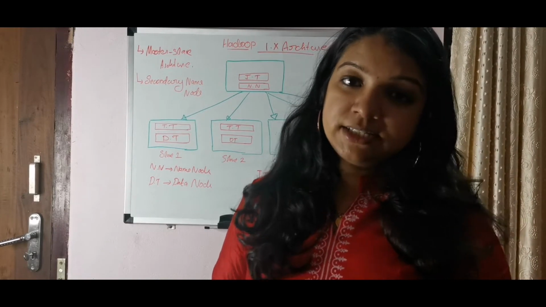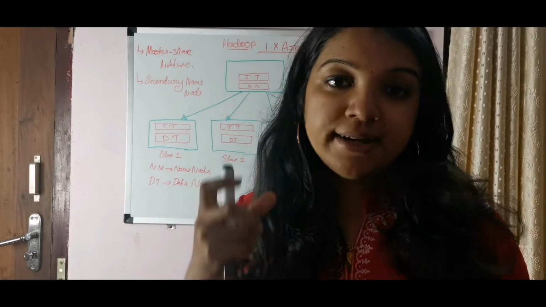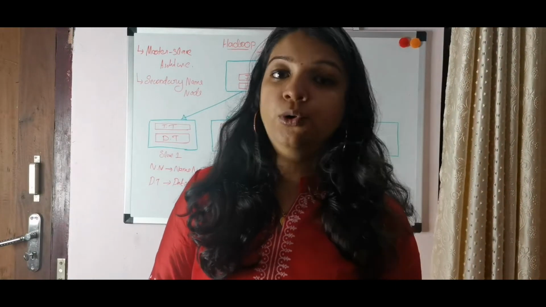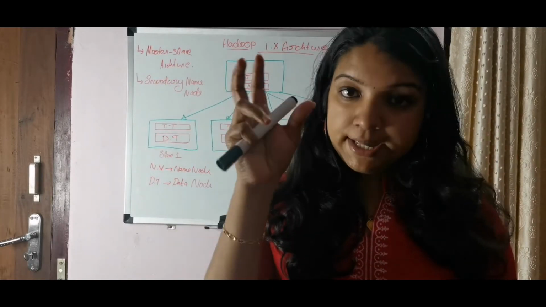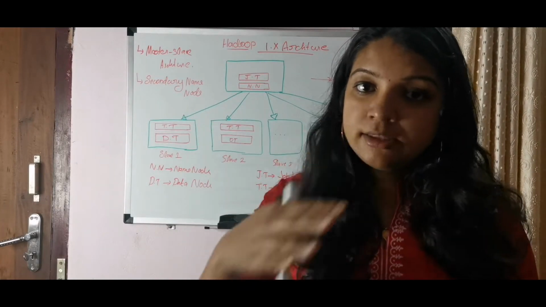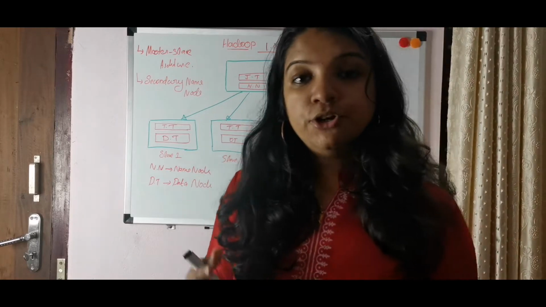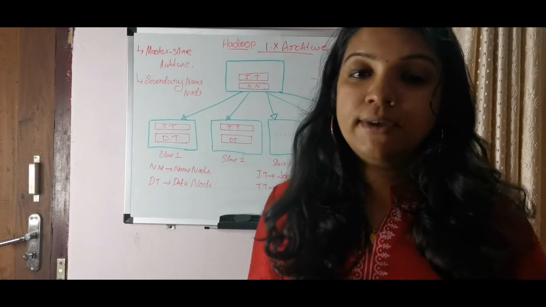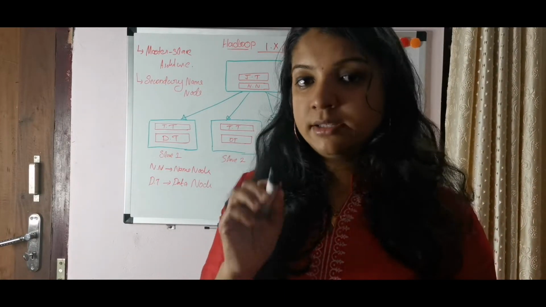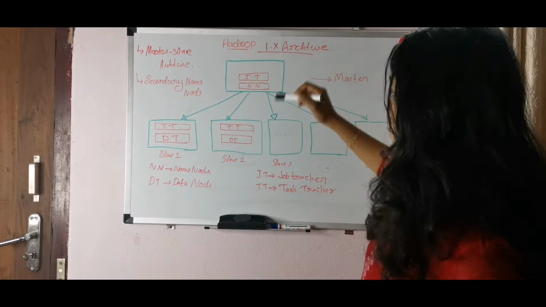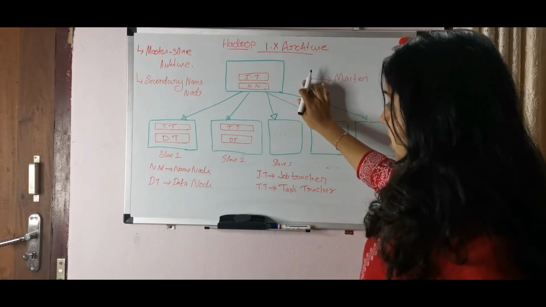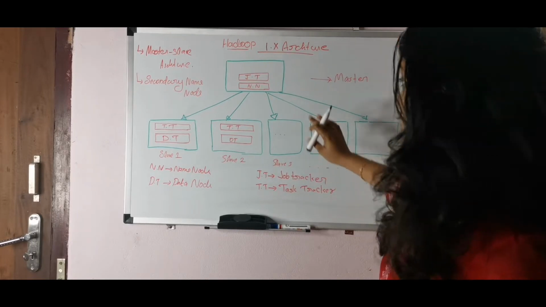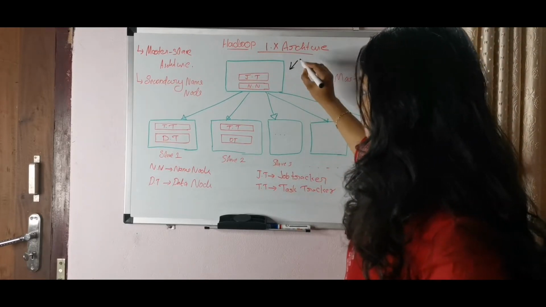Hadoop 1.x architecture is based on the master and slave category. That means there is one master node and a lot of slave nodes. I think almost 3000 to 4000 slave nodes are connected to one master node. So you can see here, this is the master, this is slave 1, slave 2, etc., up to slave n. So here, this is the first point of contact.